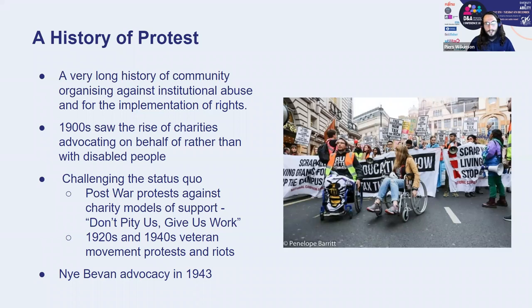One of the largest mass politicization of ex-servicemen was that protest in the 1920s, one year after Armistice Day, where they protested against the charity model of support. And the slogan that was given was, "Don't pity us, give us work." And we see this echoed in the late 90s, where we have the telethon protests, which I'll include a link to in the pack that we send afterwards.